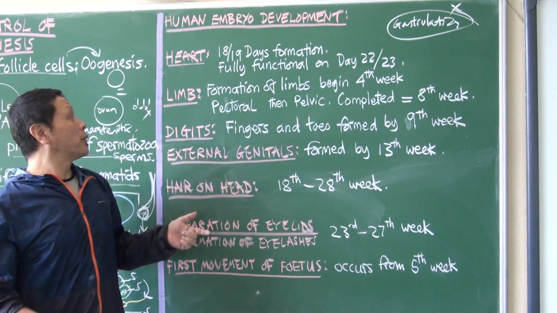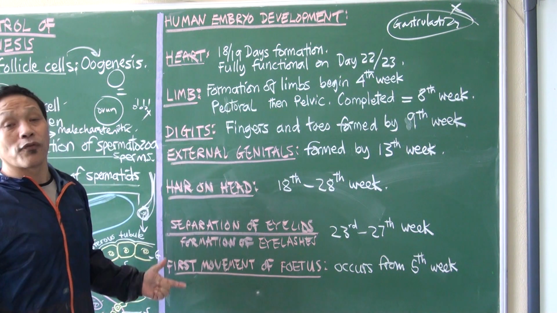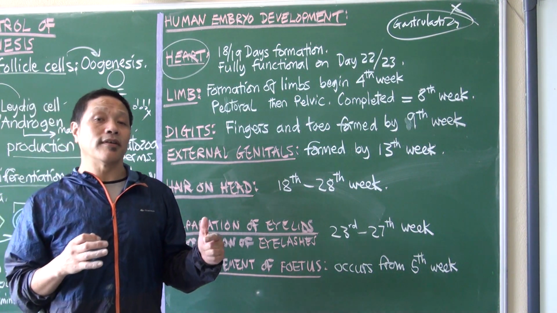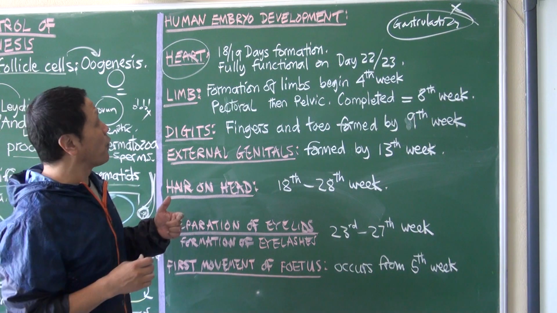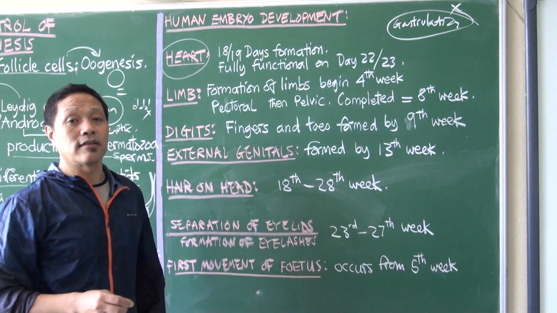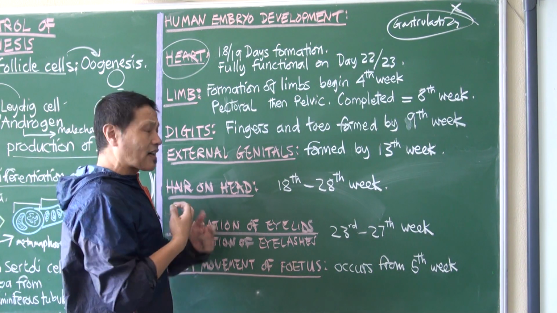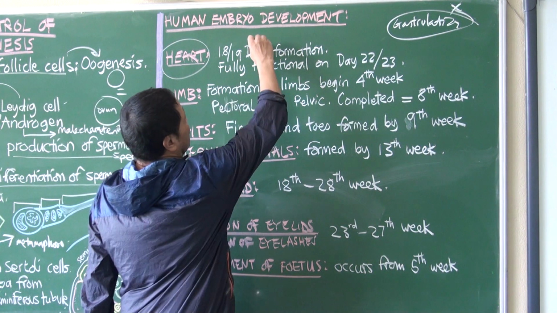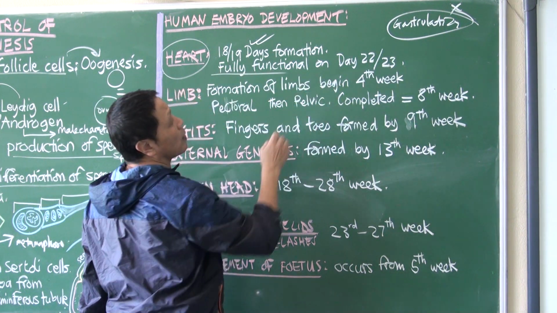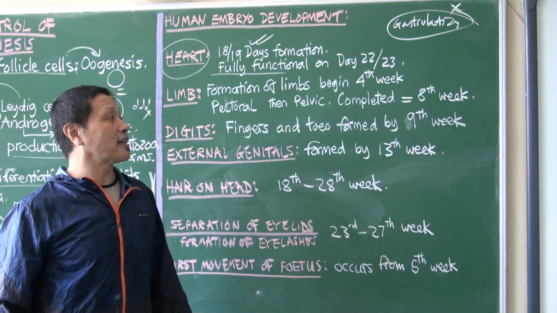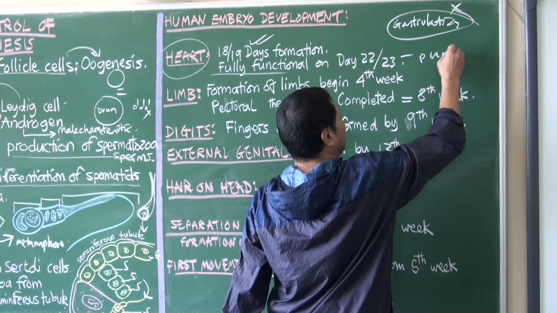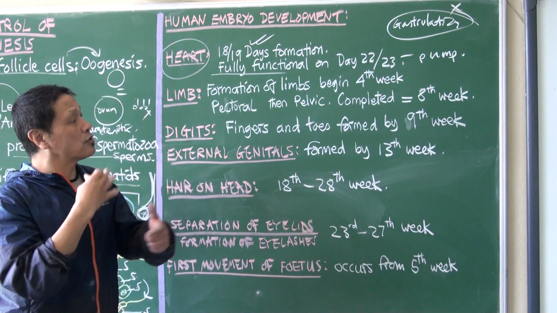Here we just want to deal with when these structures are formed. Okay, first the heart, and it is the first organ of the embryo which is formed. It begins from day 18 or 19 from the day of fertilization. It's fully functional on day 22 or 23. It begins to pump the blood into the tender blood vessels and begins to circulate the blood.